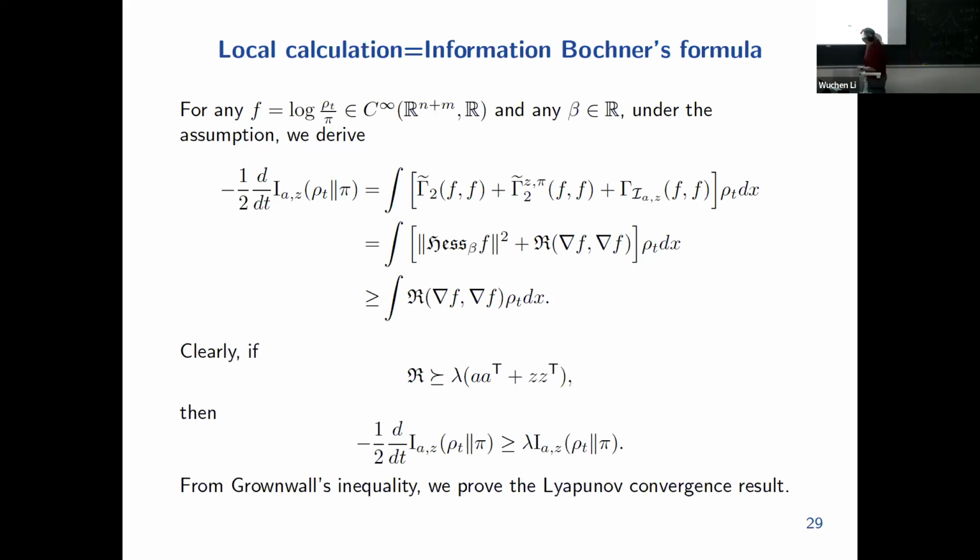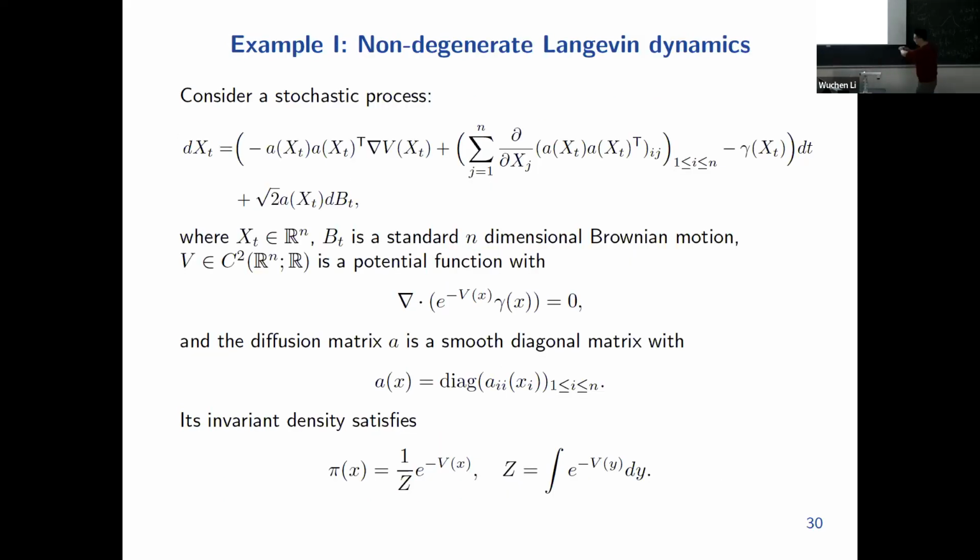Suppose you have R larger than or equal to lambda, then you have this decay from the groundwork. Now let me do examples. That's more interesting. In general, you can consider the following process. In the old days, I gave you B and gave you A. Now I write B and A more closely to pi. So essentially I write this as follows: dX equals negative A transpose gradient V plus some derivative on A as a correction term, minus gamma, plus square root of 2A times Brownian motion. I assume my gamma satisfies the divergence condition, divergence of e to the negative V times A gamma equals 0. There are many choices of this gamma.